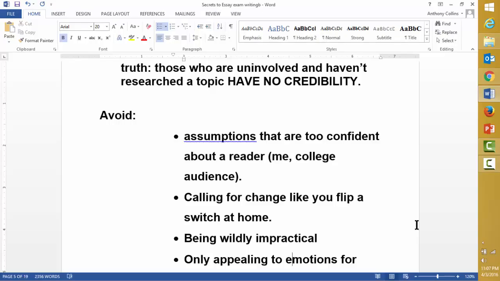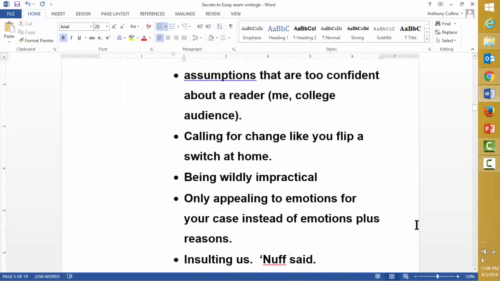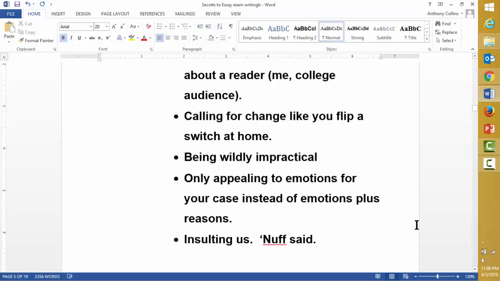Avoid calling for a change like you flip a switch at home, because that's not how change happens. America is a struggle with argument at its core, and we've made improvements over time, but it hasn't happened as if we're snapping our fingers, calling for a check, or flipping on a switch. Nice metaphors. Avoid being wildly impractical. Avoid only appealing to emotions for your case instead of emotions plus reasons. And certainly avoid insulting us, such as saying "obviously" or "any fool can see." I think I've said enough there.